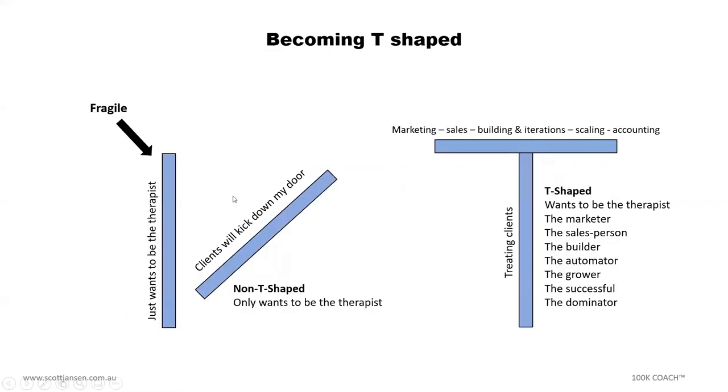Okay? And anti-fragile is this person right here, compared to being T-shaped. So what does being anti-fragile mean? Well, I'm going to show you how to create an attitude, a way of thinking in your business, so that if something bad happens in your business and it takes a hit, you get stronger.